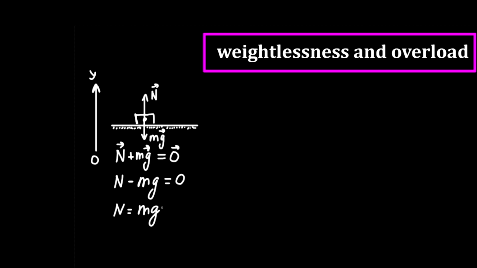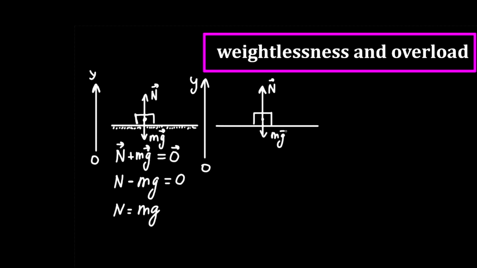Now the second case is when the support moves up with the body with acceleration. The second case looks like this. In this case, you have to apply Newton's second law in vector form and then write it down as projections. Let's see how it turns out.